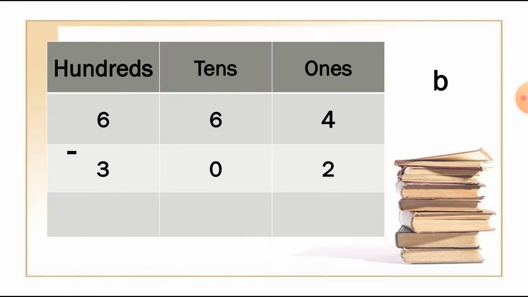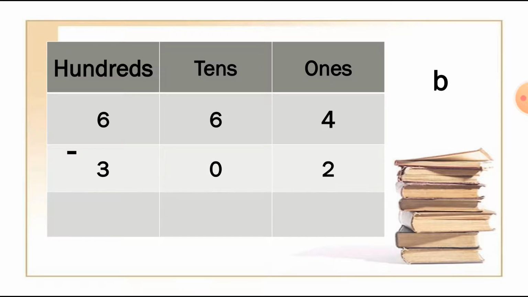Next one, which is sum number B. You can see here, this is the sum number. First we completed sum number A. Now we are going to solve sum number B, which is 664. I repeat, just write down into your book, 664 minus 302. I repeat, 302.